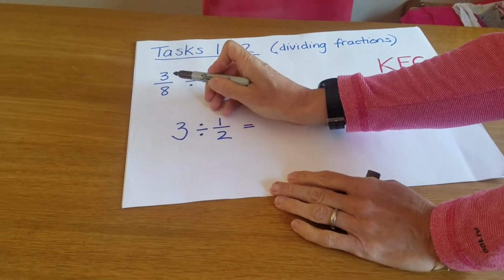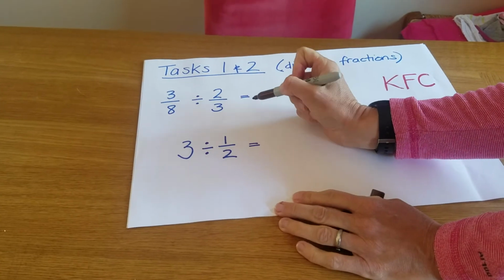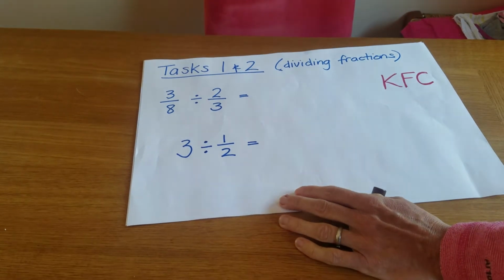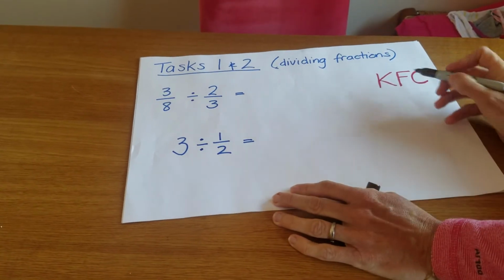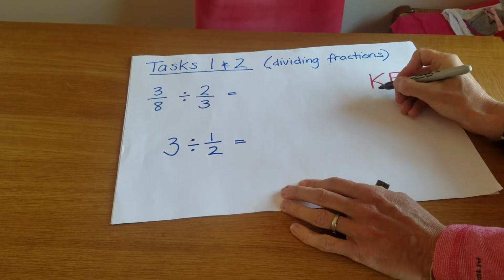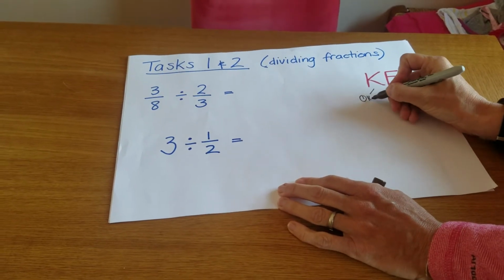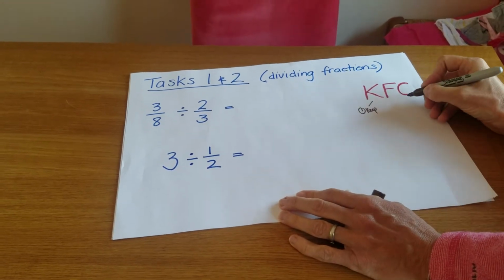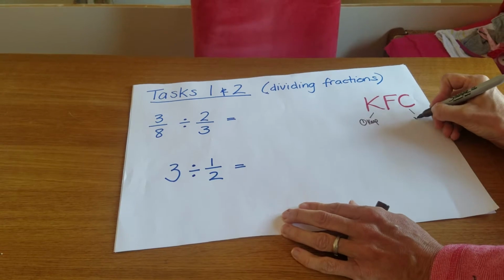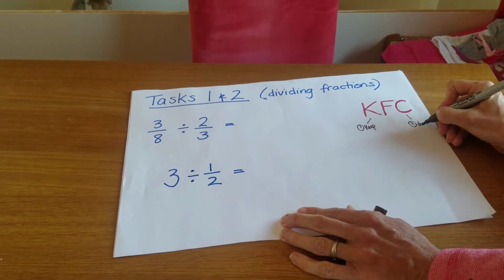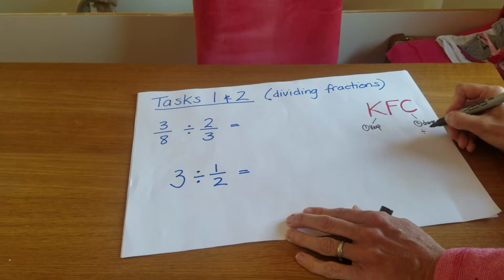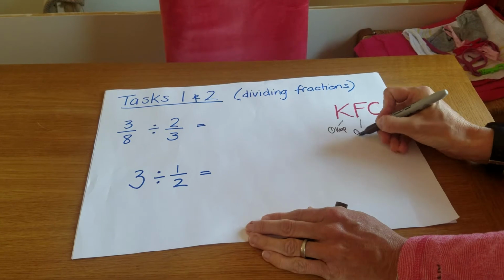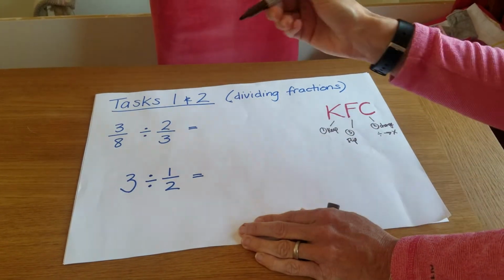So if we have 3/8 divided by 2/3, we can't just divide that as it is. What we have to do is start changing some things around, and we go with this KFC. So K is the first thing we do. We're going to keep the first fraction. We're going to change the sign to multiplication, and then finally you're going to flip the last fraction.